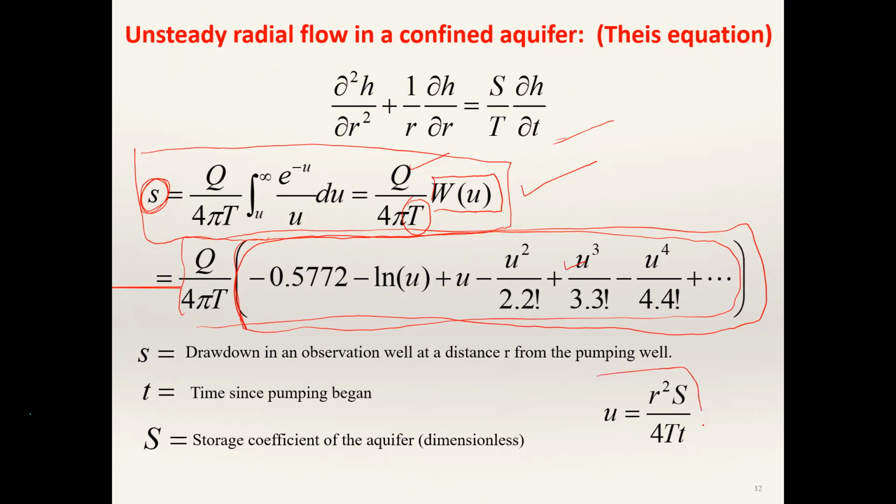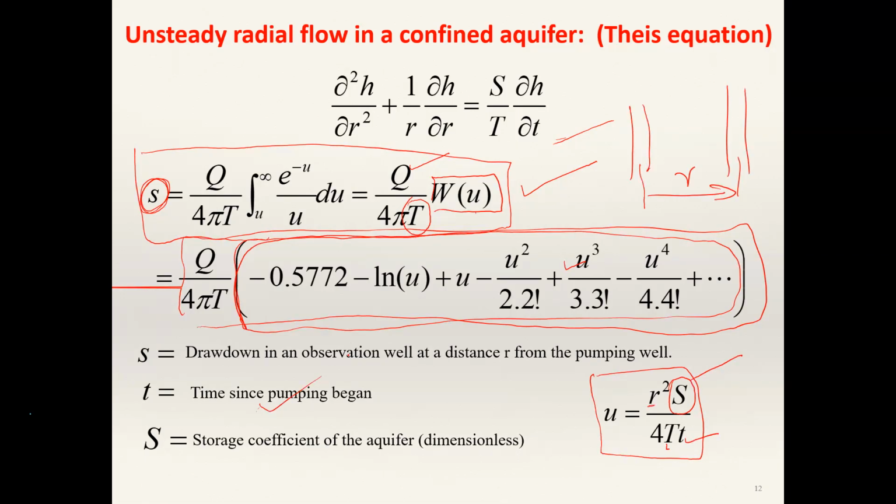So this u is equal to r squared capital S over 4 capital T simple t. So what are these? Capital S is an aquifer property. What is it? That is the storativity. r is the distance from the pumping well to the observation well. We have the pumping well here, observation well somewhere here. That distance is r. Capital T is the transmissivity. Simple t is the time since the pumping began.